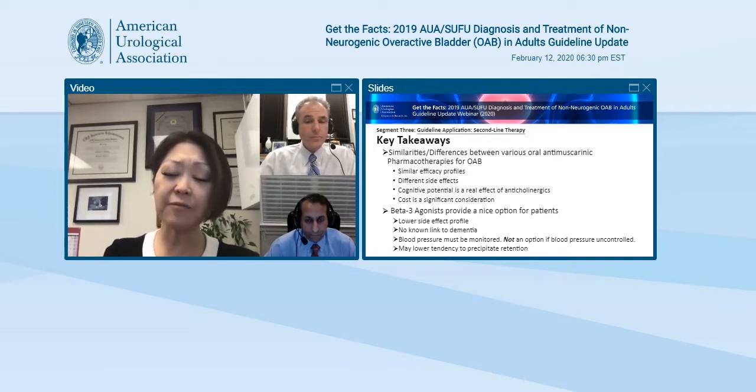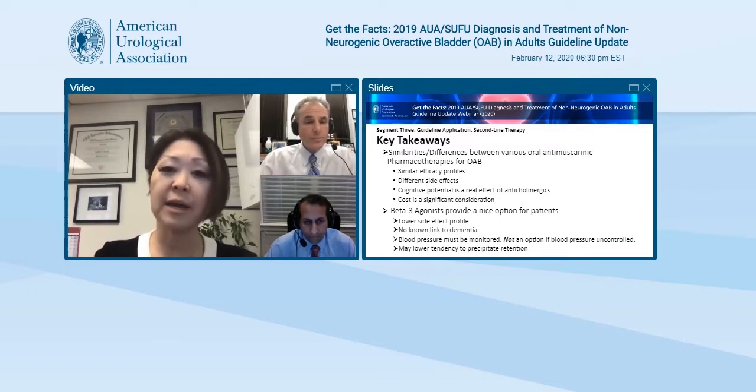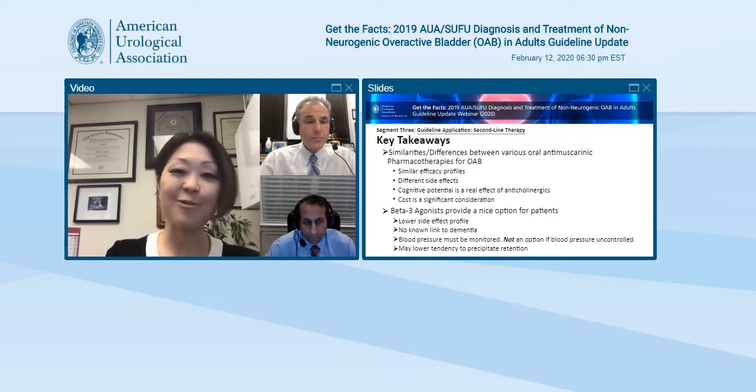And I think from what I understand, the beta-3 agonists have a lower tendency to precipitate urinary retention. The mechanism of action is different. Rather than blocking the contraction, it actually stimulates smooth muscle relaxation. So it seems to be less concerning for precipitation of retention. So yes, I am pleased that we have the beta-3 agonist that we have now as an option.